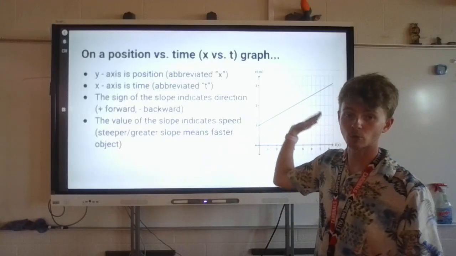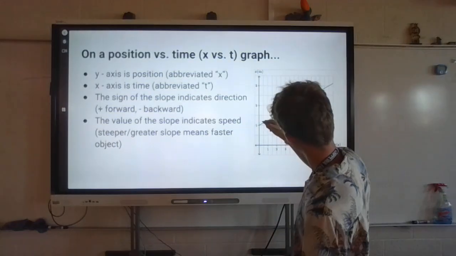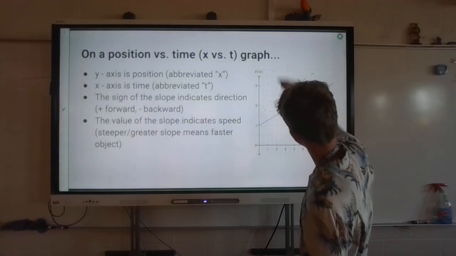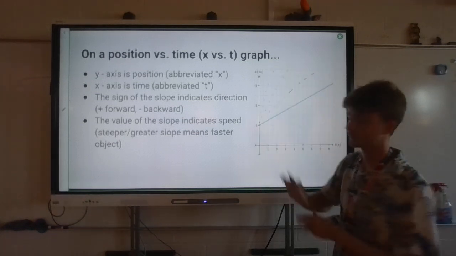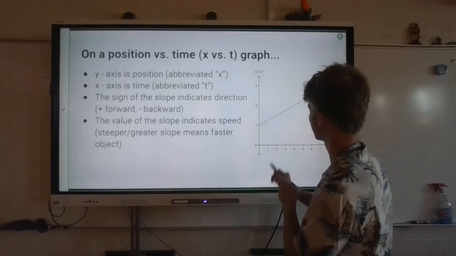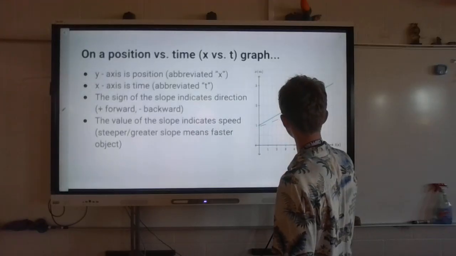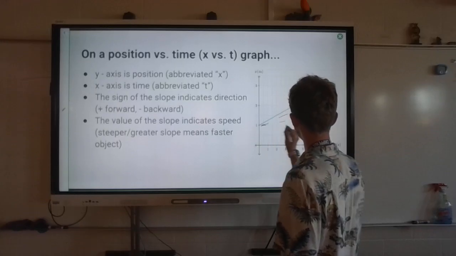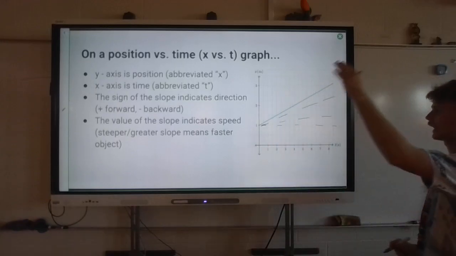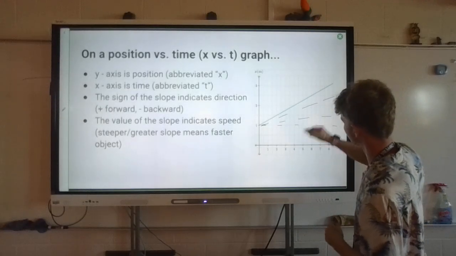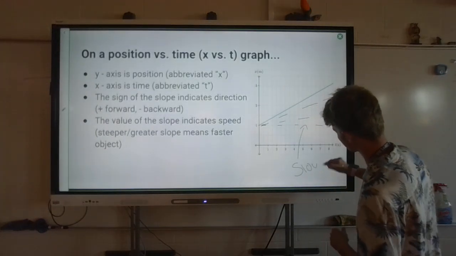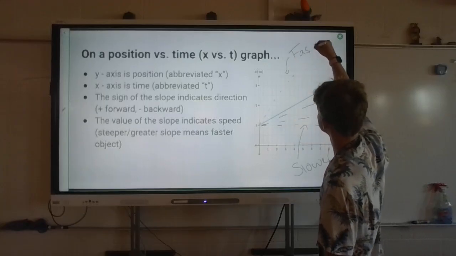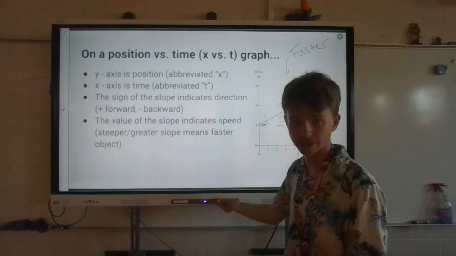So as your slope gets more vertical, as you get more straight up, it's going to be faster. And as your slope gets more horizontal, like so, it gets slower. So as it gets more horizontal, this means slower. And as you get more vertical, this means faster. So the steeper the slope, the faster you're going. I think that's a pretty easy concept to think about.